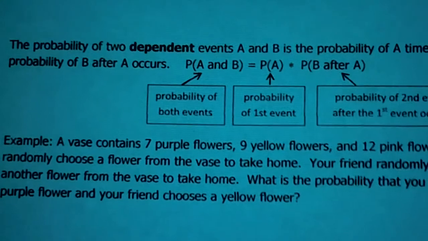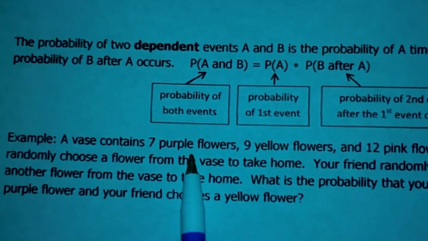A vase contains 7 purple flowers, 9 yellow flowers, and 12 pink flowers. You randomly choose a flower from the vase to take home. Your friend randomly chooses another flower from the vase to take home. What is the probability that you choose a purple flower and your friend chooses a yellow flower?